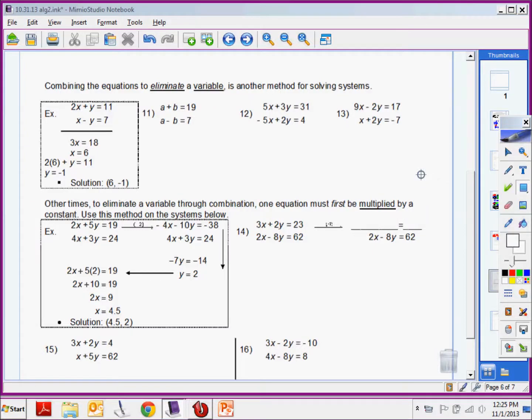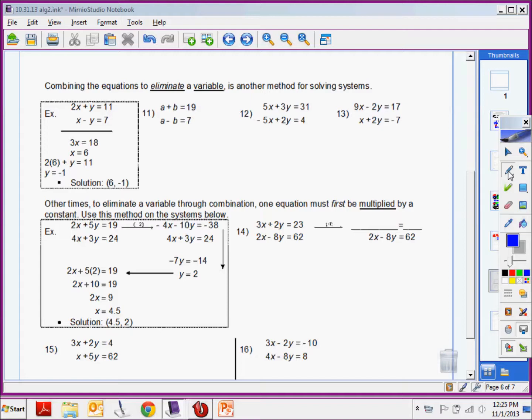Alright, so there are four methods to solving systems. Method number one is graphically. Method number two we learned yesterday, which was algebraically. Today we're going to learn elimination, and then next week we're going to learn matrices. So elimination and matrices are what we have left.